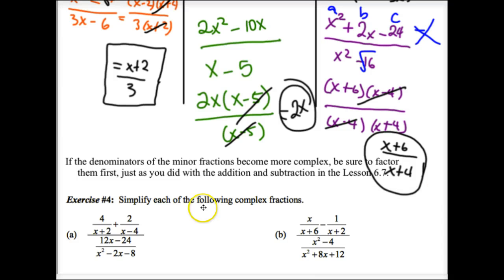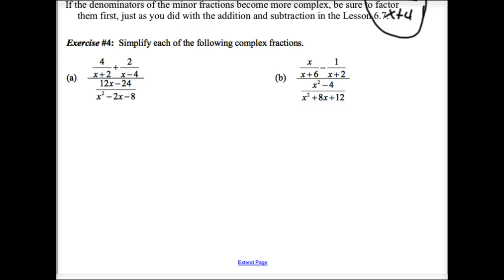Alrighty, it says if the denominators of the minor fractions become more complex, be sure to factor them first and then do what we did with addition and subtraction in lesson 6.7. Just a hint, this is as difficult as it will get. So I need to break these down. The top is good, so I'm just going to rewrite that. 4 over x plus 2 plus 2, oops, not 12, but 2.